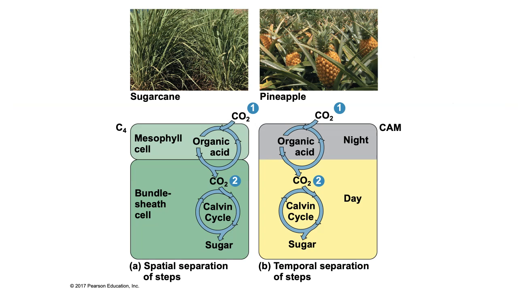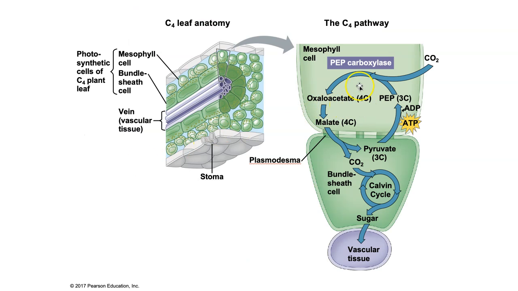So here's a little comparison between C4 and CAM. So notice how the first step, the carbon fixation, they're both taking the carbon and creating an organic acid. In the C4 plant, remember it was oxaloacetate, right?